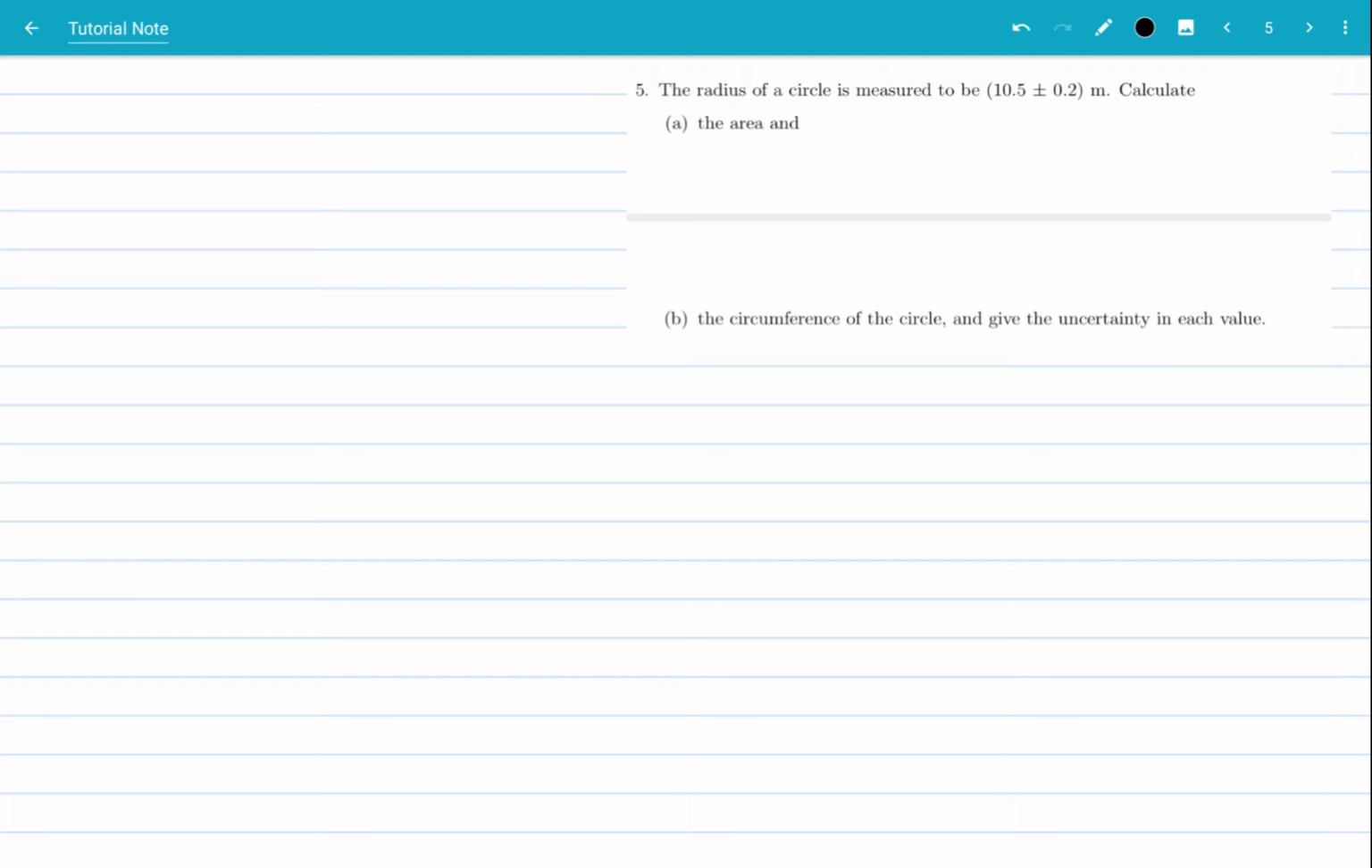Alright, so this is question 5 from tutorial sheet 1. It's a very simple question. So now, it says the radius of a circle is measured to be that.